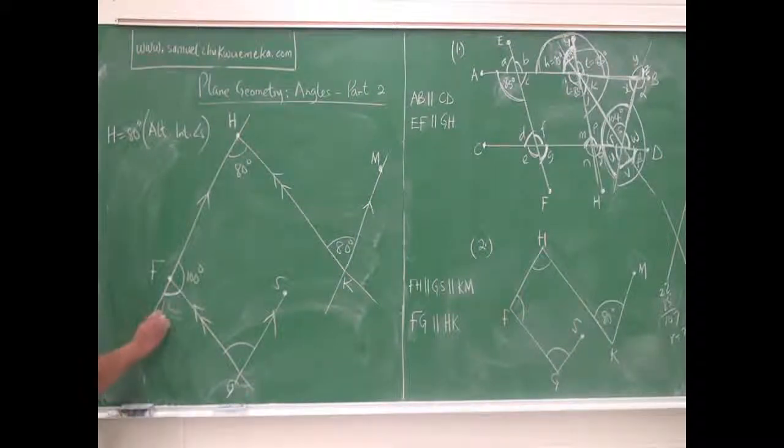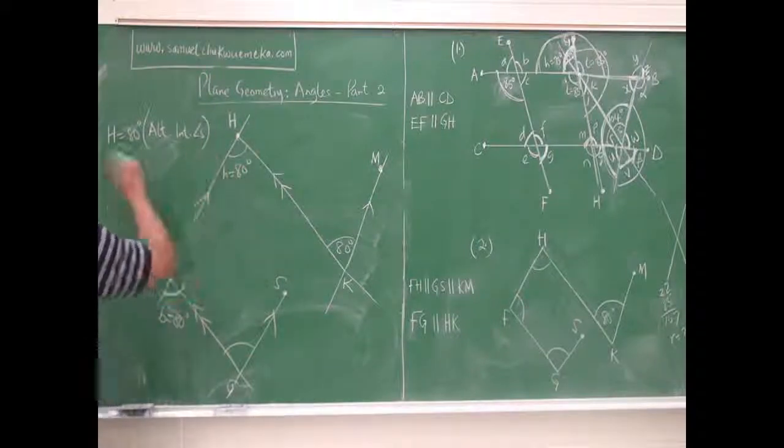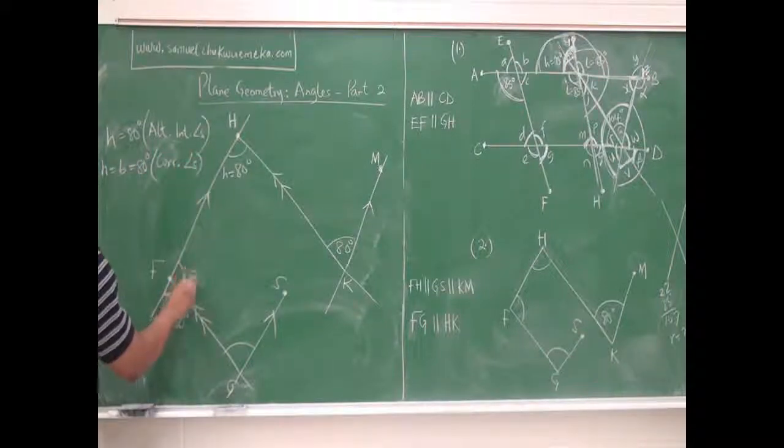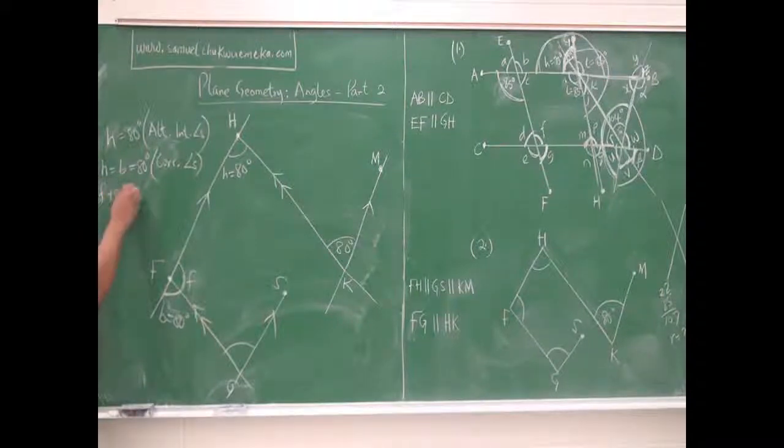Okay? So you might call this B. Say that B is equal to 80 degrees, and let's call it small h, okay? Small h is 80 degrees. Small h is equal to small b, which is 80 degrees. Corresponding angles. And then small f plus 80 degrees is equal to 180 degrees. Reason: angles on a straight line. So because of that, F is 180 minus 80 and F is 100 degrees. So this is 100 degrees.